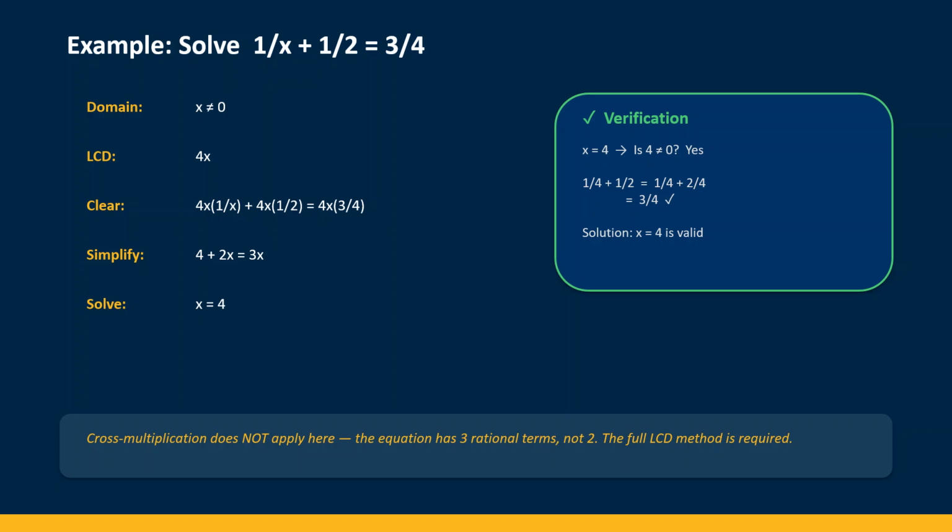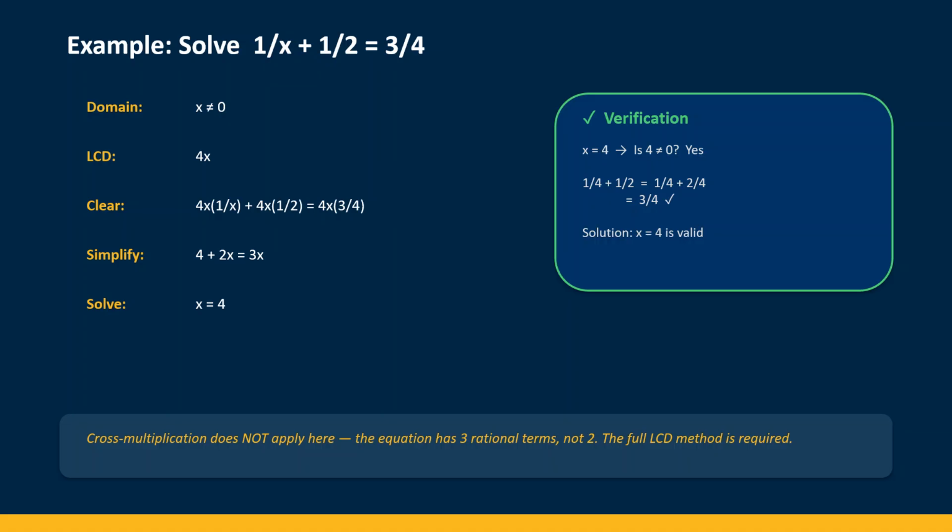Step 3. Multiply both sides by 4x. On the left side, 4x multiplied by 1/x gives 4, and 4x multiplied by 1/2 gives 2x. So the left side becomes 4 + 2x. On the right side, 4x multiplied by 3/4 gives 3x. The equation is now 4 + 2x = 3x. Step 4. Solve. Subtracting 2x from both sides yields 4 = x, hence x = 4.